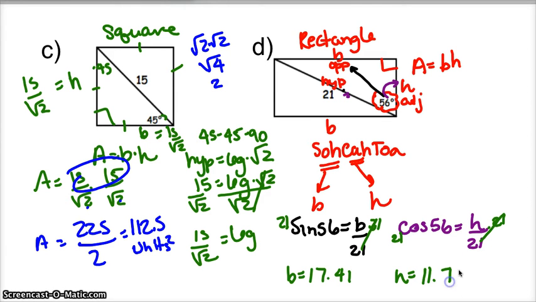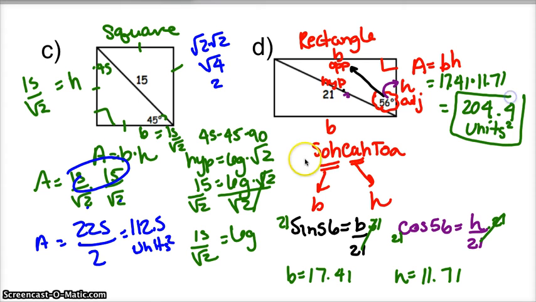So area equals 1/2 base times height. Grab your calculators for this. I got 204.4 units squared. So there you have it: area of a rectangle, a parallelogram, a square and a triangle, high school geometry style. Let me know if you have any questions.